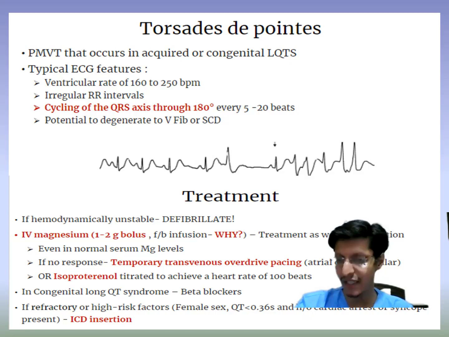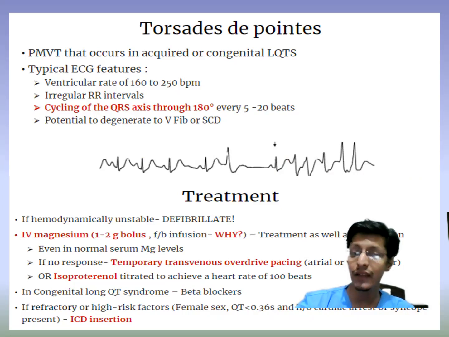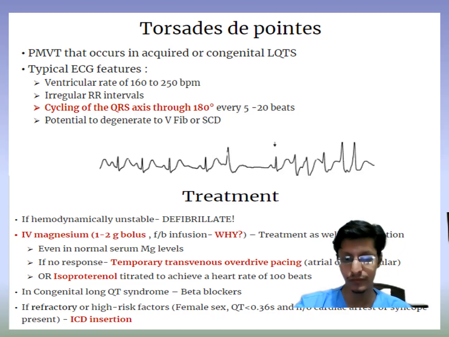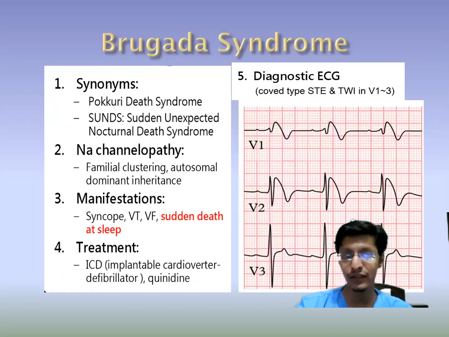It will normalize the magnesium levels, and if the patient does not respond, you can give temporary pacing, or you can give isoproterenol to the patient, and the definitive therapy is ICD insertion. In congenital long QT syndrome, we give beta blockers.